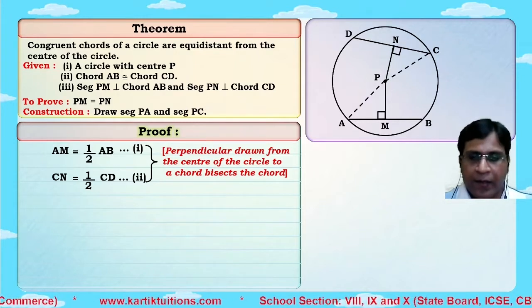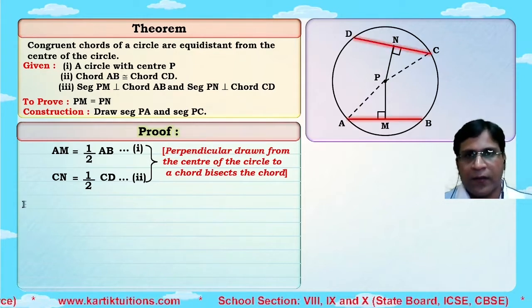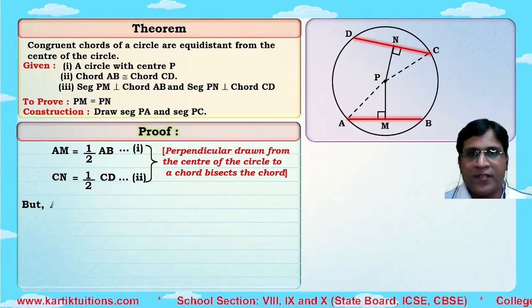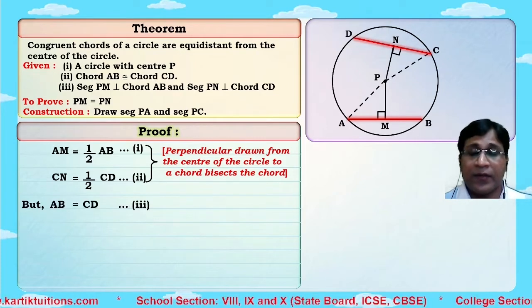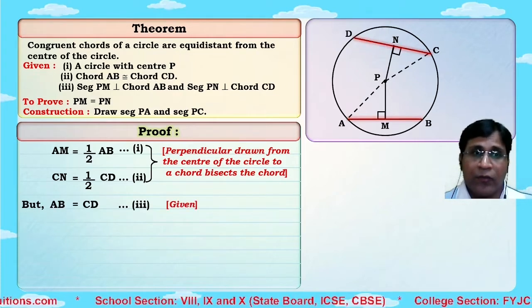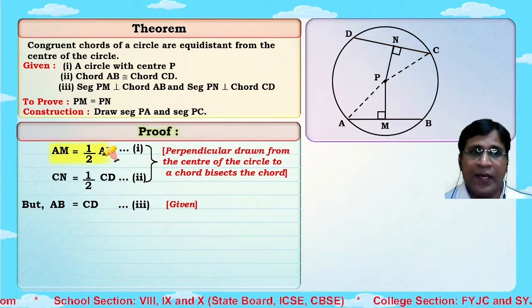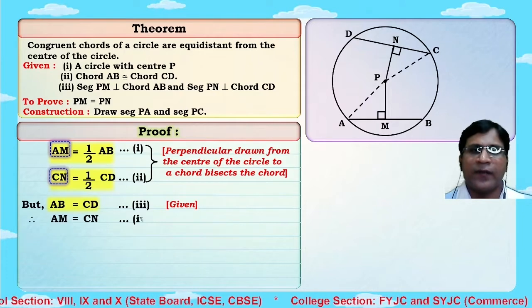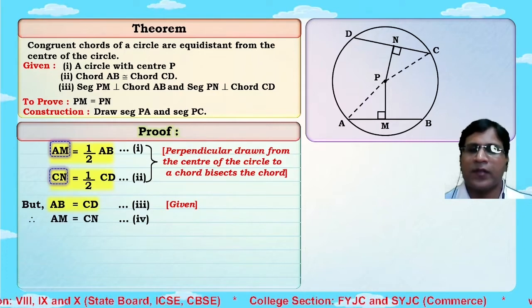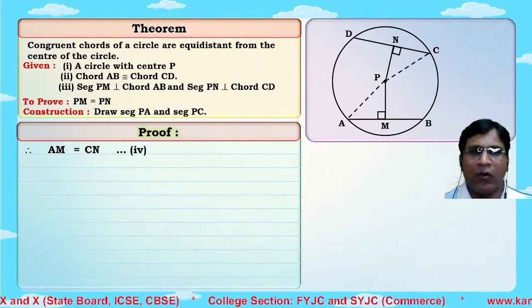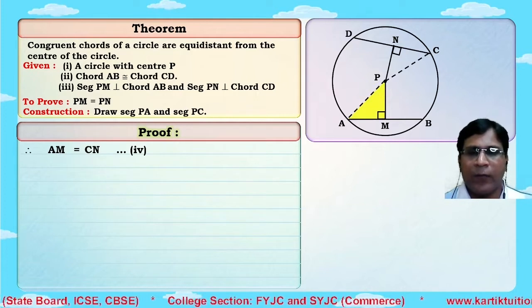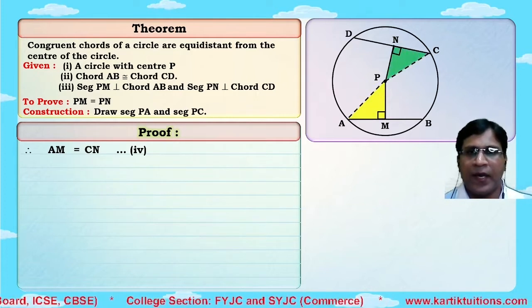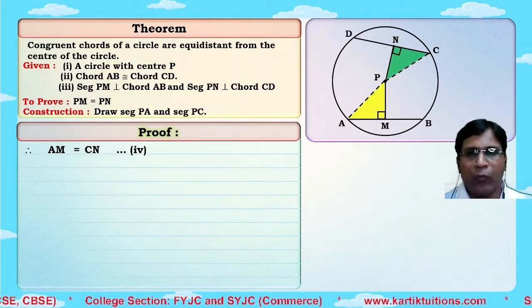Now next part, let's have a look at this. Now see, if chords are equal, then their halves also have to be equal. So if my AB is equal to CD, then I can say AM will be equal to CN. That is from equations 1, 2 and 3. Let's have a look now at the triangles. Now in triangle PMA and triangle PNC, as you know both are right angle triangles.